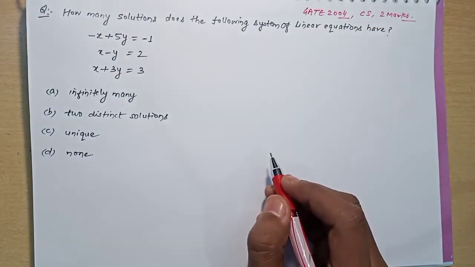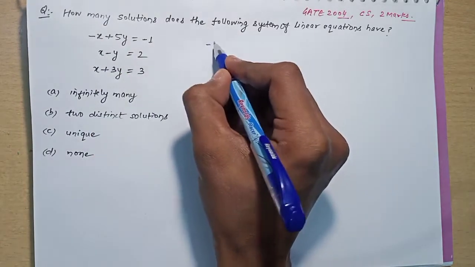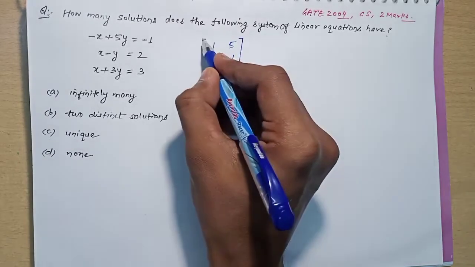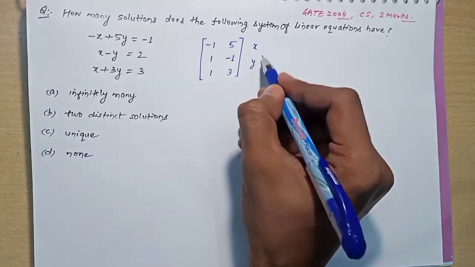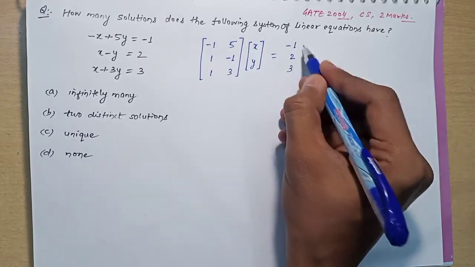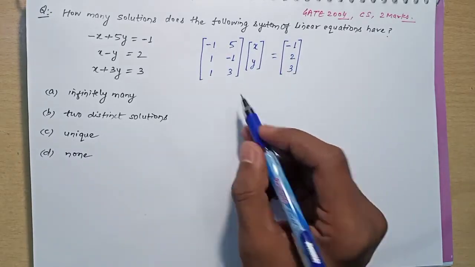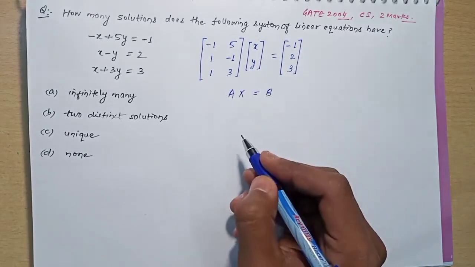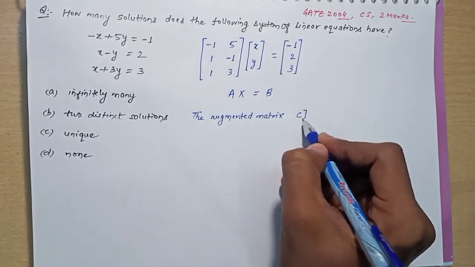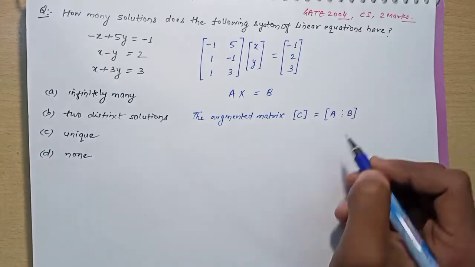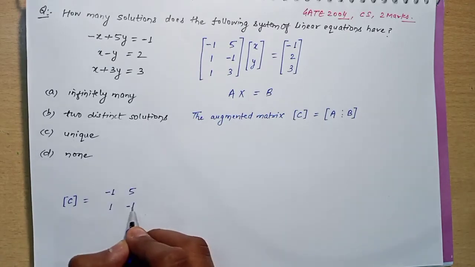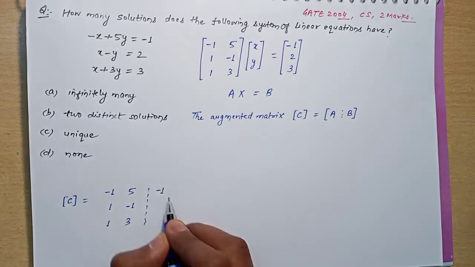Now we can write the following system of linear equations in the form of a matrix as [-1 5; 1 -1; 1 3] into matrix [x; y] equal to matrix [-1; 2; 3]. Since it is in the form of linear equations Ax = b, we can write the augmented matrix C = [A B]. That is, we can write matrix C as [-1 5 1; -1 1 3; -1 2 3].